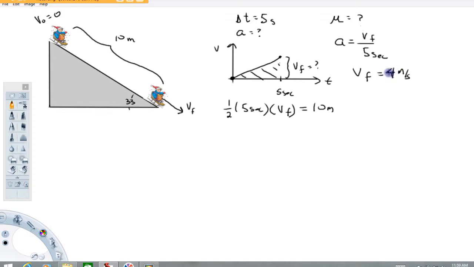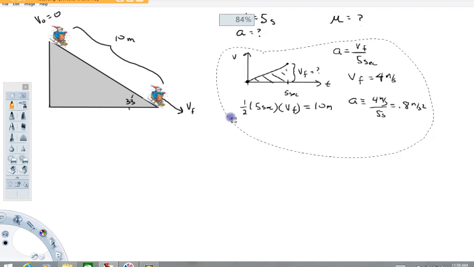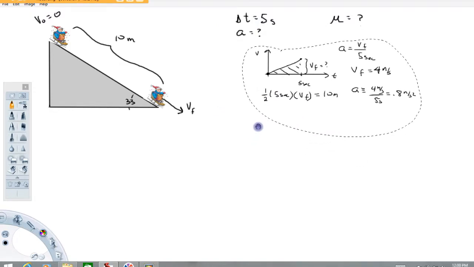So the child should get to the bottom moving at around 4 meters per second, which means our acceleration is approximately 4 meters per second over 5 seconds, which is 0.8 meters per second squared. All right, so we now know the child's acceleration. I'm going to shrink all of this down a little bit, and I'll leave it up here for reference.